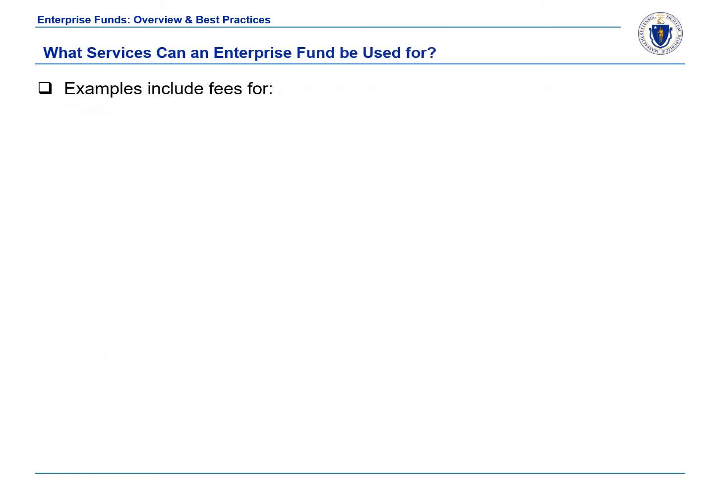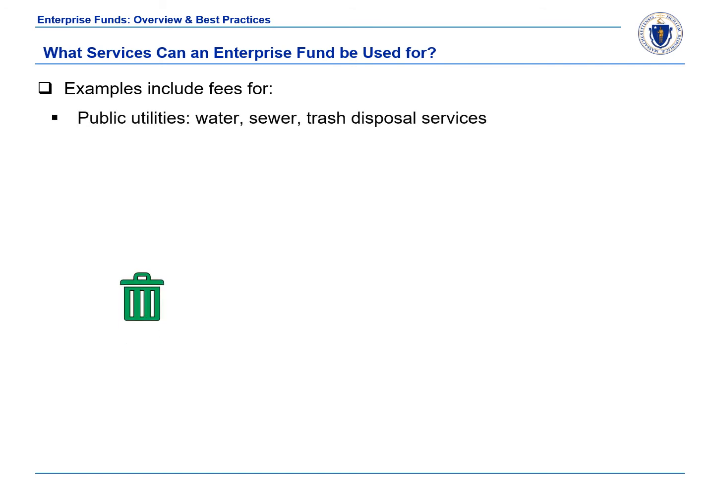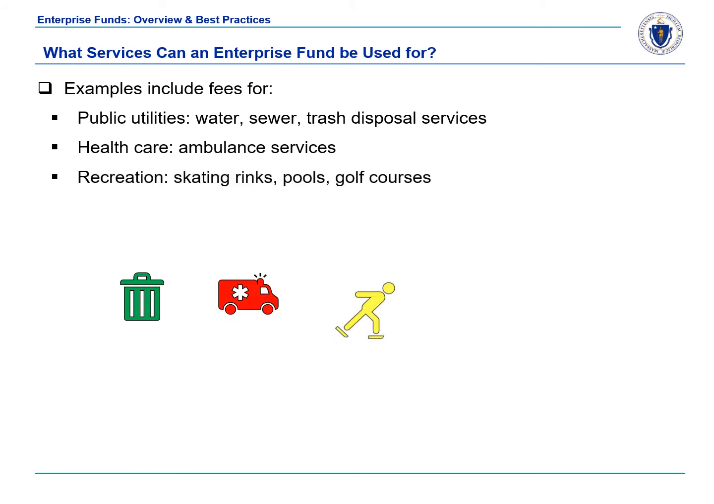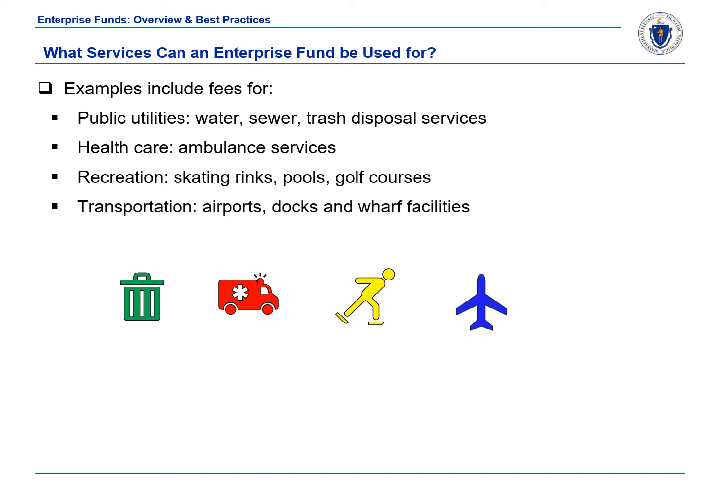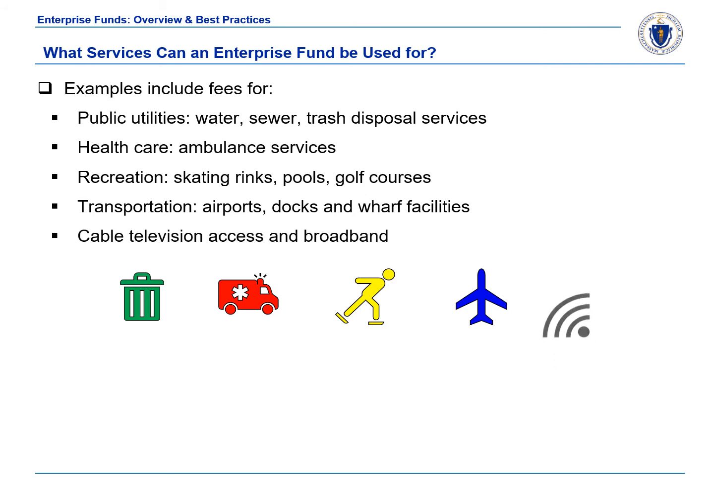Example enterprises include public utilities such as water, sewer, and trash disposal services, healthcare services such as ambulance service, recreation facilities such as skating rinks, pools, and golf courses, transportation infrastructure such as airports, dock and wharf facilities, and cable television access for public, educational, and governmental programming and broadband services.